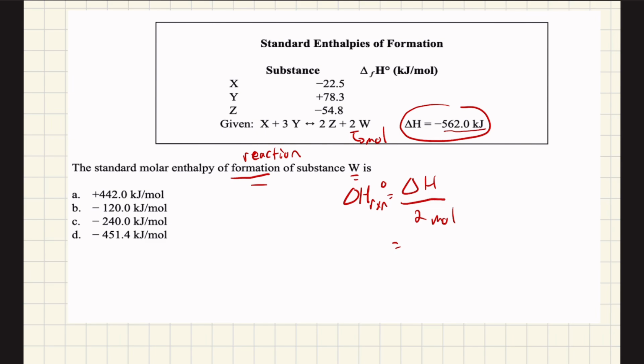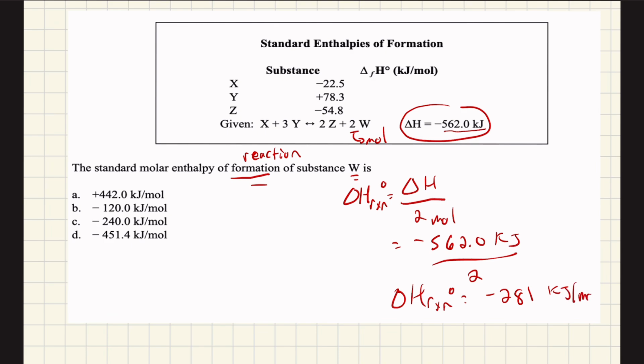And so in this case, for W, that would be minus 562.0 kilojoules divided by 2. And so the delta H reaction here for this equation would be minus 281 kilojoules per mole. But it's asking for formation.